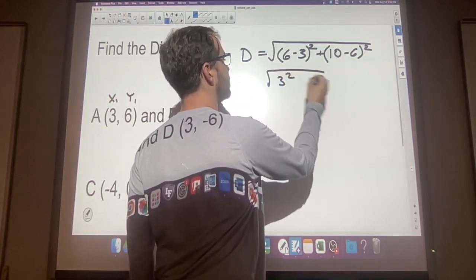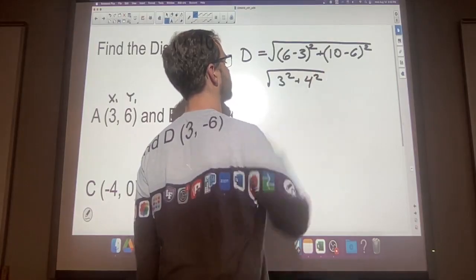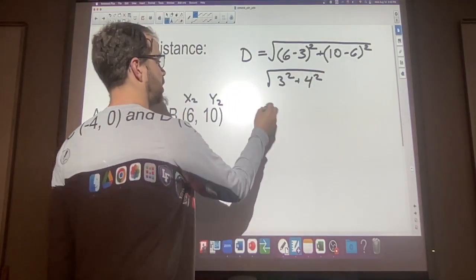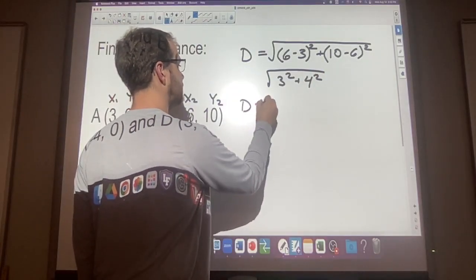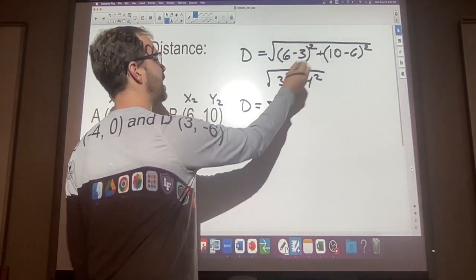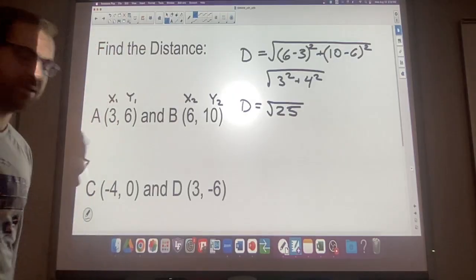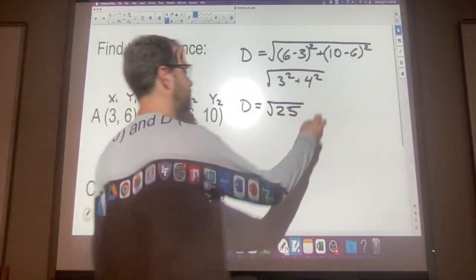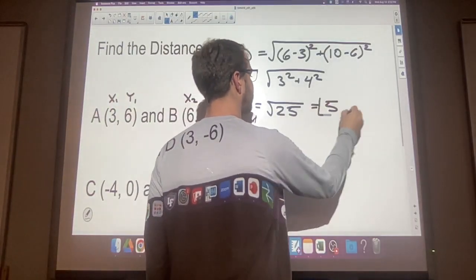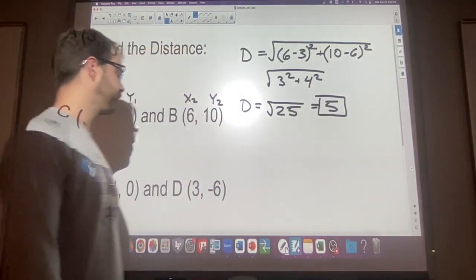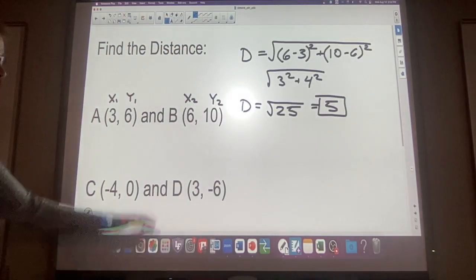All right, so this is just going to be 3 squared plus 4 squared. And I get my distance equals the square root of, what's 9 plus 16? Square root of 25. All right. Square root of 25 is just 5. There we go. So that one ended up really nice.